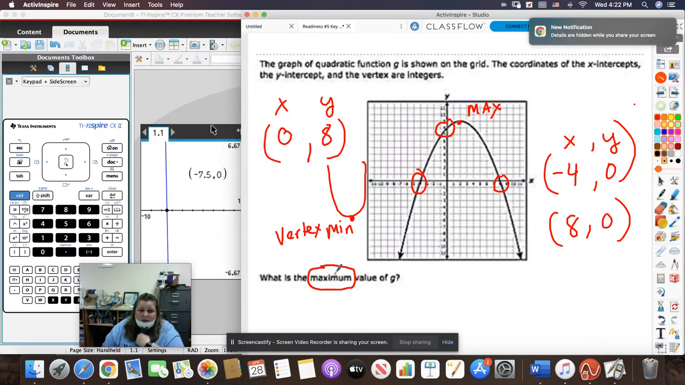And either way, they're both called the vertex. So it could have said, what is the vertex value of G? What is the maximum value of G? Either one's the same. So then I need to locate, what is this point? So this is 2 on the X. And this was 8, so that's 9 on the Y.